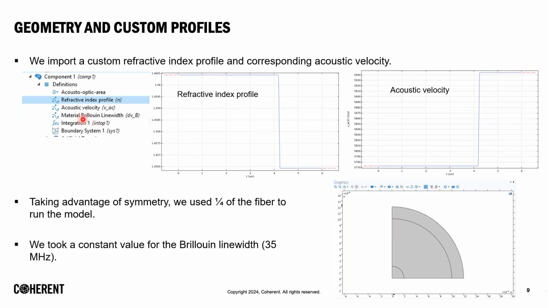And for simplicity, we took a constant value for the material Brillouin line width. Using some of the literature values, we took 35 megahertz, which is a value that works for us when we compare our calculated results with experiment.